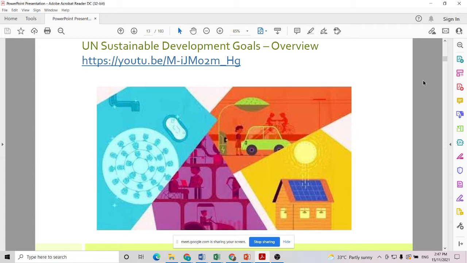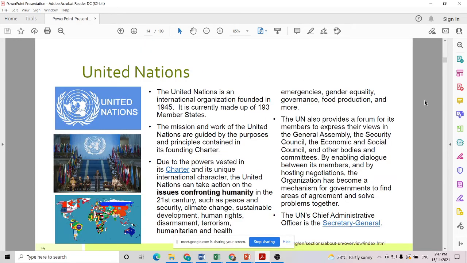So this is some example. In order to better understand, you can click the link given. Alright, so what is the United Nations? The United Nations is an international organization founded in 1945. It has 193 member states, so 193 countries all around the world.